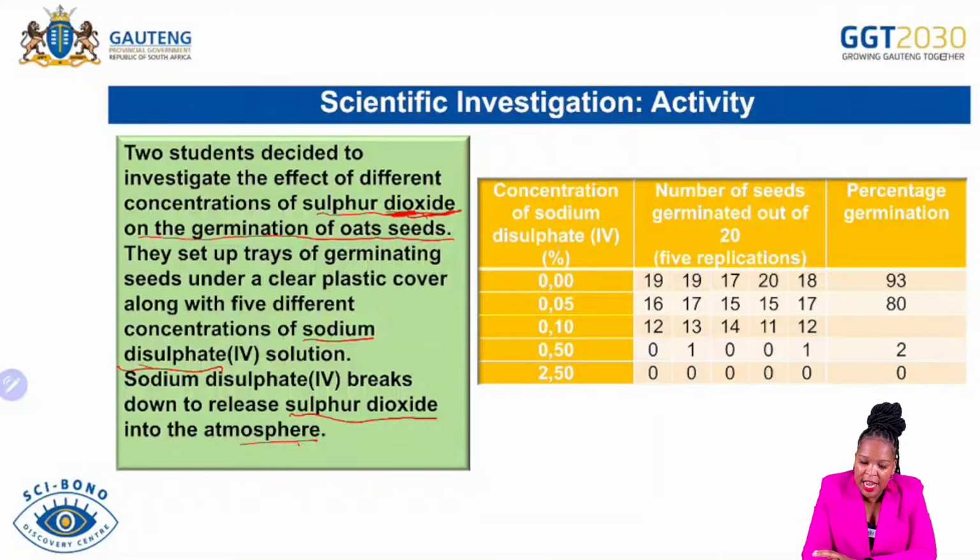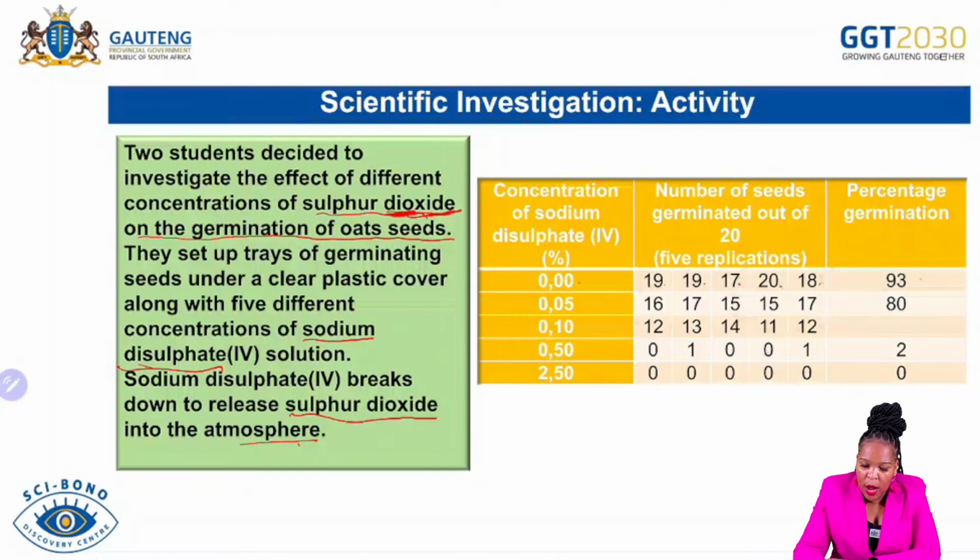For the sodium disulfate at 0%, meaning when there was no sodium disulfate, for the first reading they got 19 seeds that germinated, and then 19 for the second reading, 17, 20, and 18, meaning 93% of seeds germinated. So I hope you are able to read this diagram. So we can do another one just to check the understanding.